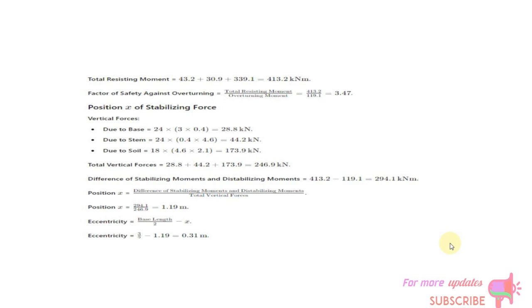246.9 kN. The difference of stabilizing moments and destabilizing moments is equal to 413.2 minus 119.1, which gives 294.1 kN meters. 294.1 divided by 246.9 gives 1.19 meters. Considering that 1.19 meters is within the middle third of the base length, i.e. 3 meters, the eccentricity of vertical force is given by half of the length of base minus 1.19, which is equal to 3 over 2 minus 1.19, which gives 0.31 meters.